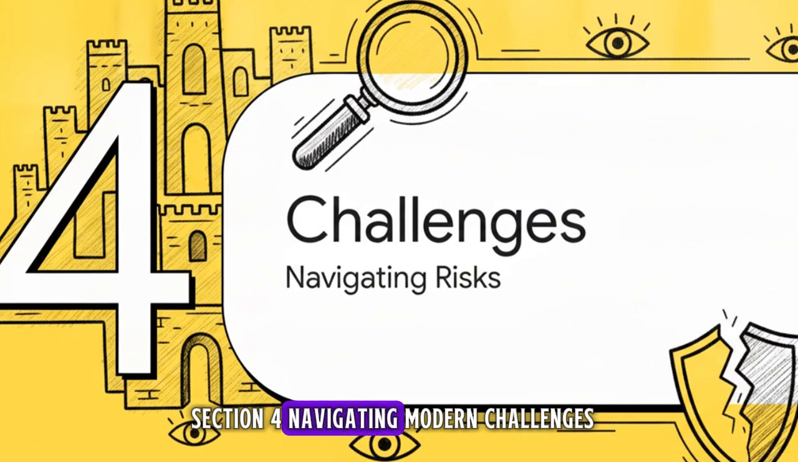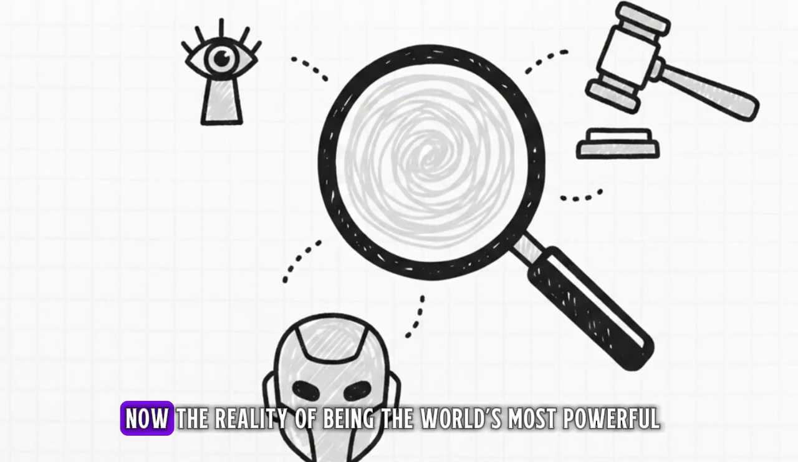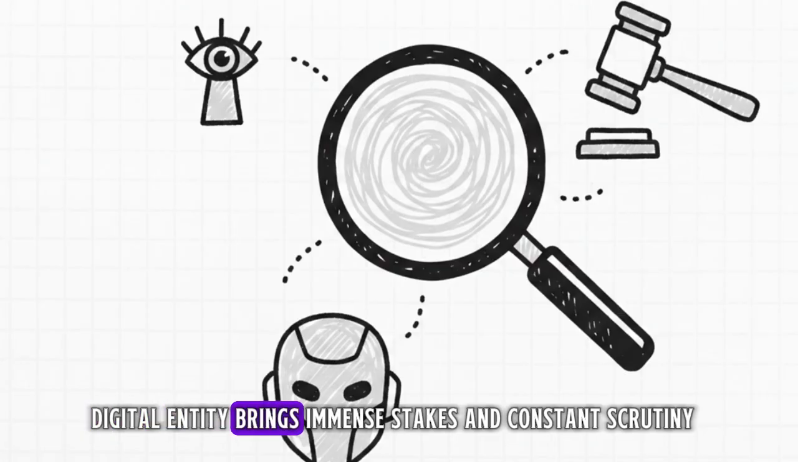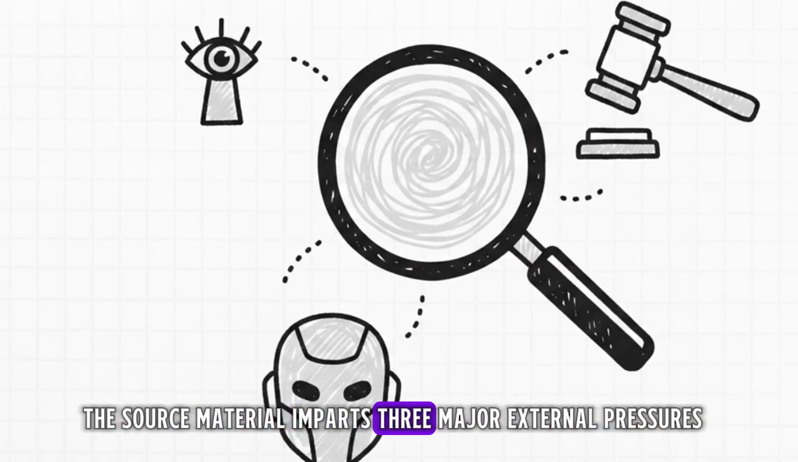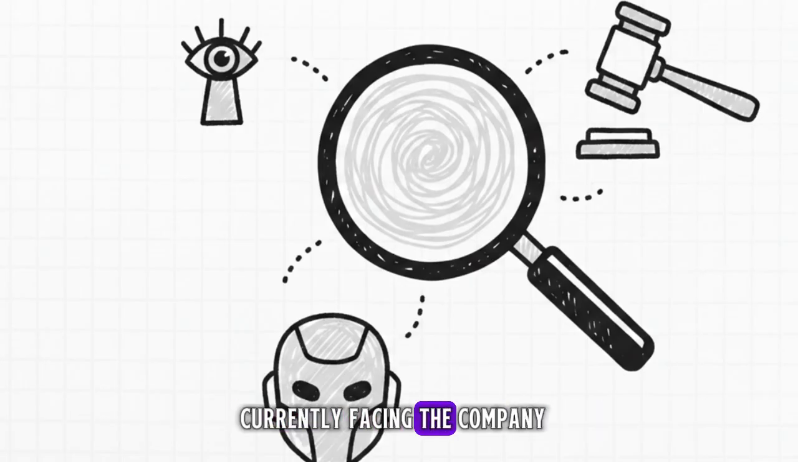Section 4. Navigating Modern Challenges. Now, the reality of being the world's most powerful digital entity brings immense stakes and constant scrutiny. The source material imparts three major external pressures currently facing the company.